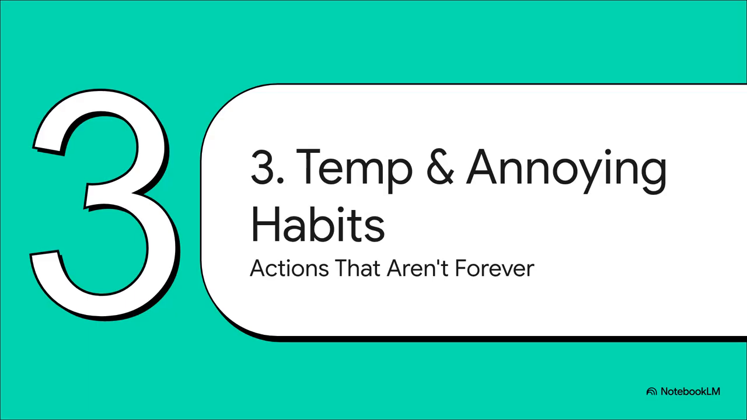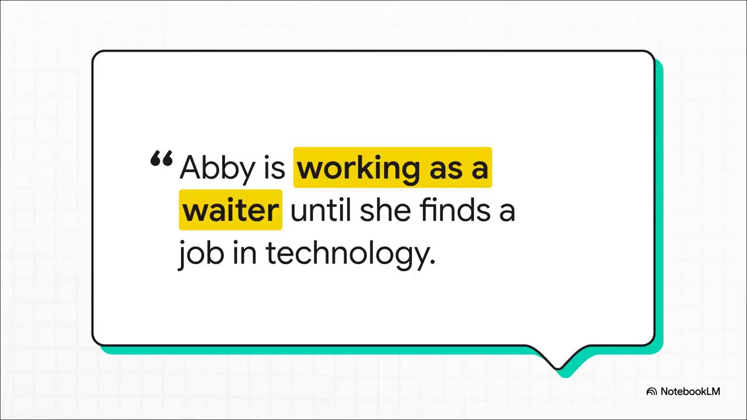Okay, let's get a little more nuanced here. The present continuous is also perfect for talking about things that are temporary. Situations or habits that have a beginning and we assume an end. These are not permanent states. Think about this sentence for a second. Is Abby going to be a waiter forever? Nope. That little phrase, until she finds a job, tells us this whole situation is temporary. The tense just perfectly captures that this is an ongoing but limited phase of her life.